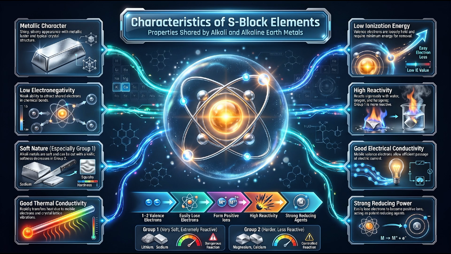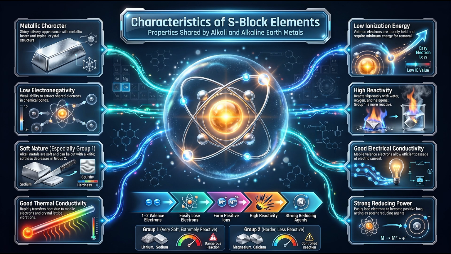This property is why metals such as magnesium and calcium are widely used in electrical and industrial applications. In addition to conducting electricity, S-block elements are also good conductors of heat. Heat energy is transferred through metals by the rapid movement of free electrons and the vibration of atoms in the crystal lattice. Because S-block elements possess mobile valence electrons, thermal energy can move quickly from one part of the metal to another. This property makes these metals useful wherever efficient heat transfer is required.